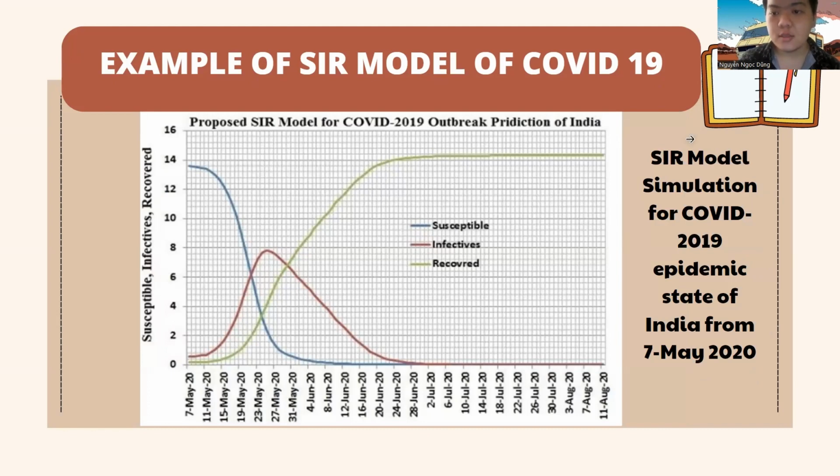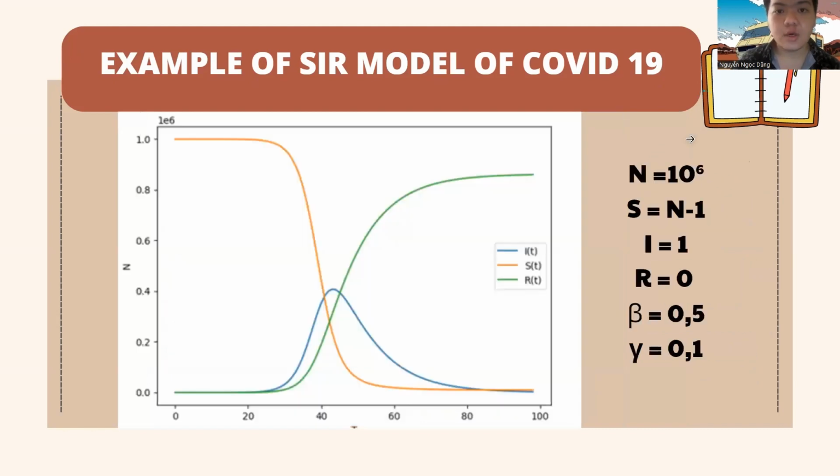And we have some more examples, in which N is over a million, S equals N minus 1, I equals 1, R equals 0, beta equals 0.5, and gamma equals 0.1.